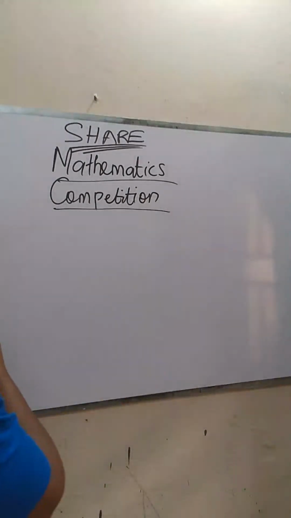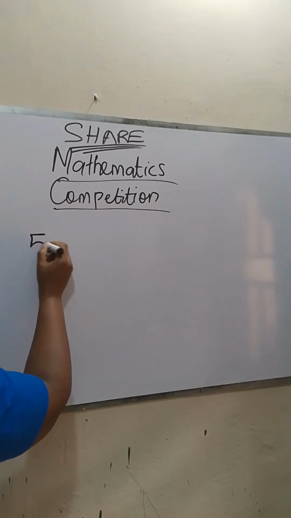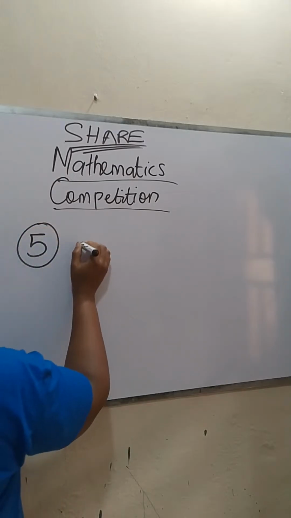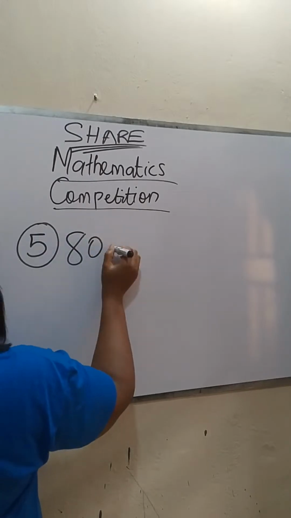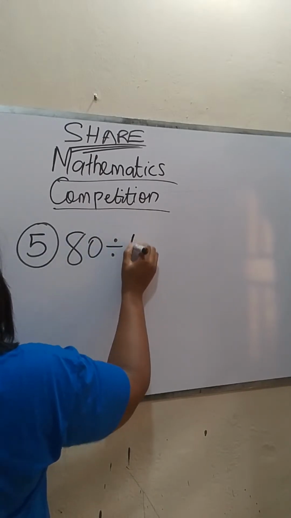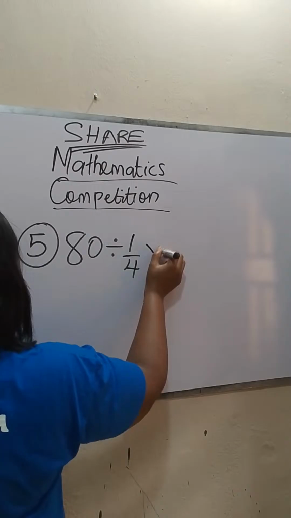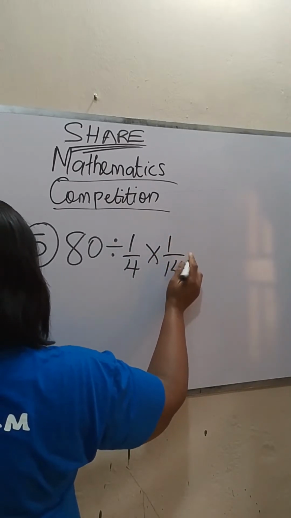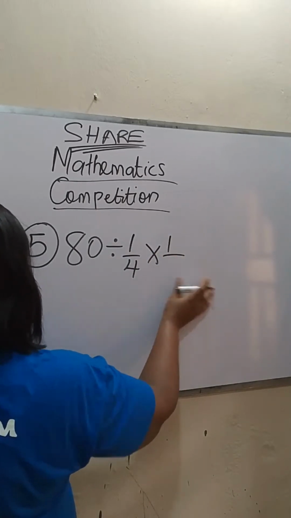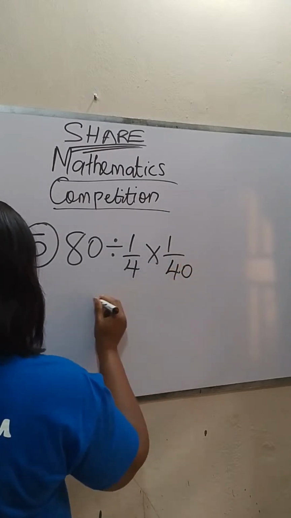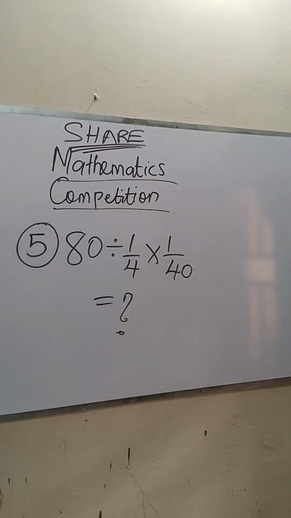Let's go to question number 5. Question number 5 says 80 divided by 1/4 times 1/40 is equal to what? So solve this.